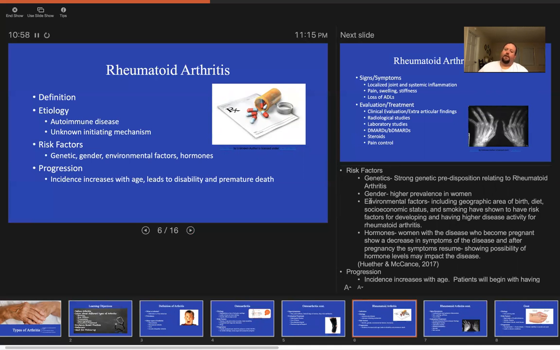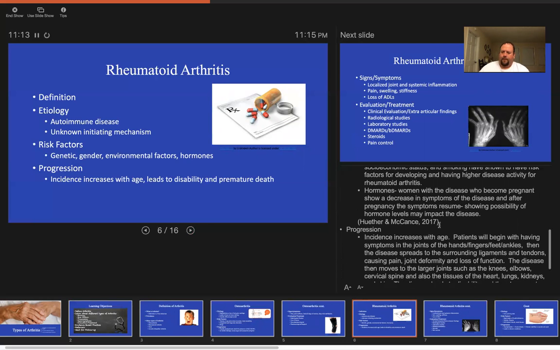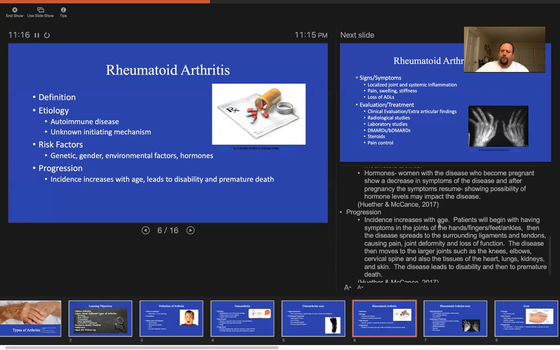So risk factors, again, genetics. Gender, it's more prevalent in women. Environmental factors such as geographic area of birth, diet, socioeconomic status, smoking, hormones. Women who have the disease and who become pregnant actually have fewer symptoms of rheumatoid arthritis, and they get worse after they're postpartum. So hormones have some kind of effect. They don't know why or what.